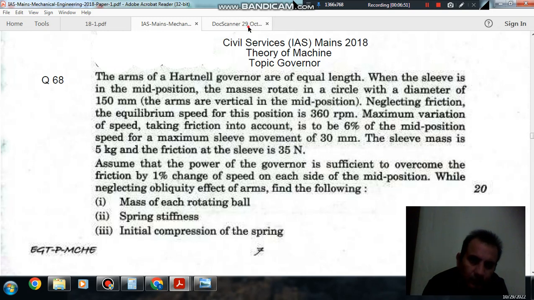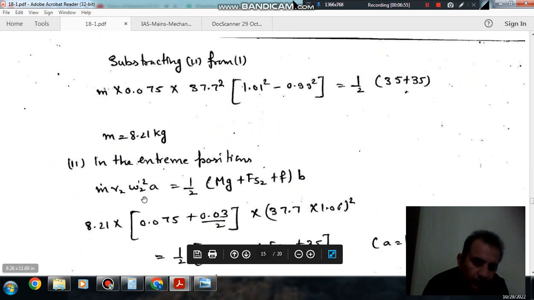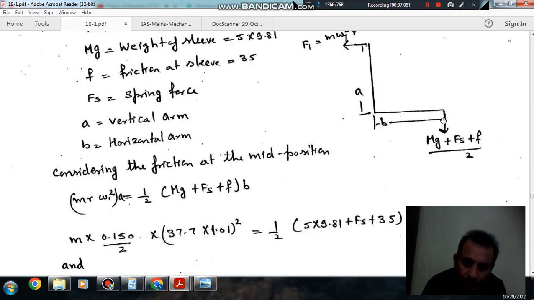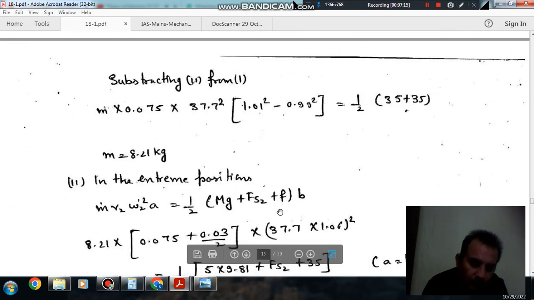So this speed will be 1.06 of mean speed. Okay, so that is 37.7 into 1.06, for maximum speed. And as the maximum speed will occur when the sleeve tries to move up, so F will be in downward direction. So here it will be in downward direction.